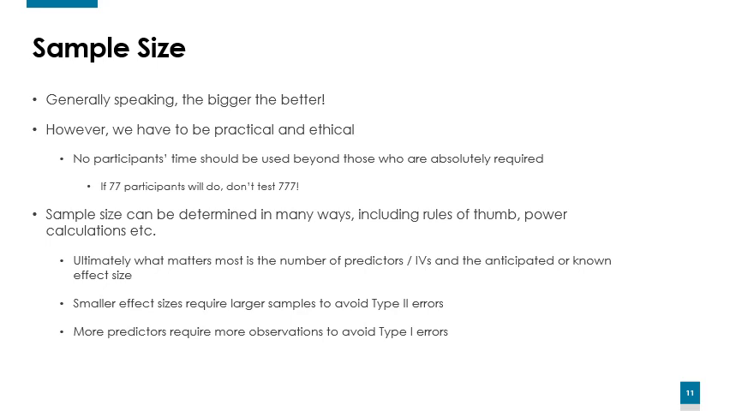From an ethical perspective, we also have to think about if we are using participants' time fairly. So for instance, if 77 participants is going to be powerful and adequate enough as a sample for your study, don't test 777. What are you really doing with those other participants' data? And also for certain statistics, you might inadvertently force a result by throwing a tremendously large sample at it.